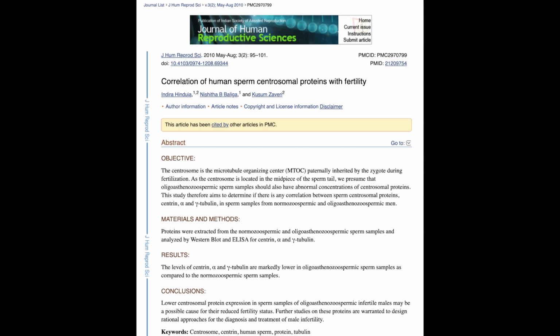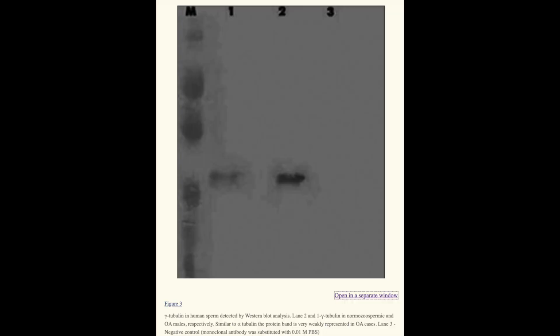Now we're going to look at a real-life function of microtubules, which really displays their importance. It turns out that microtubules actually have an association with male fertility. This western blot shows the gamma-tubulin immunoprecipitate bands in males with a low sperm count in lane 1 and normal spermatozoic males in lane 2, which means males with a normal sperm count. Lane 1 is notably weaker, and the study came to the conclusion that lower centrosomal protein expression in sperm may be the reason for some males' reduced fertility.